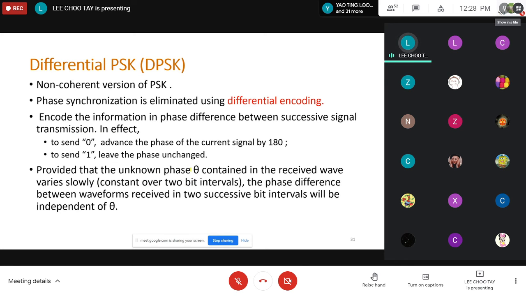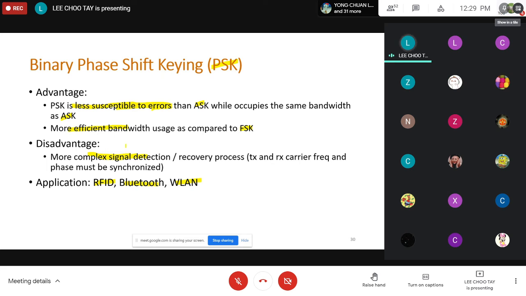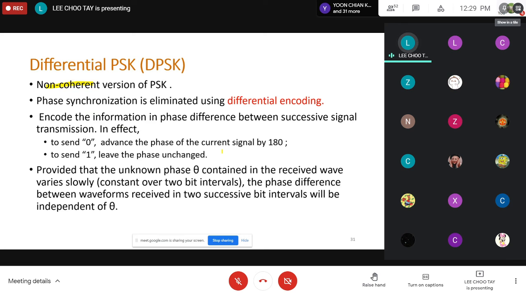Okay, so the next one I'm going to talk about is differential PSK, or DPSK in short. Differential PSK is a non-coherent version of PSK. You remember the main disadvantage of PSK is that you need the transmitter and receiver carrier frequency and phase to be synchronized. Differential PSK basically solves this problem. We don't really need phase synchronization because we use differential coding.